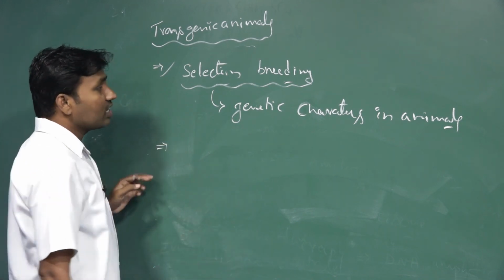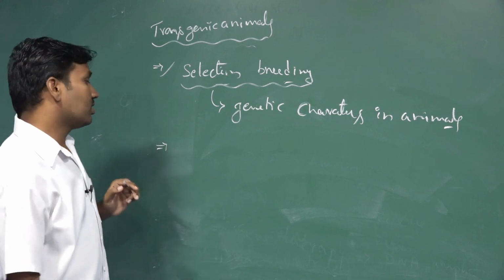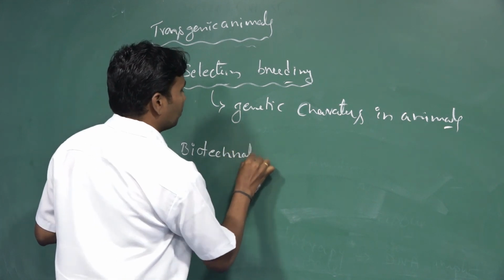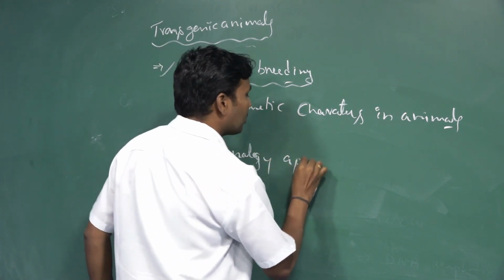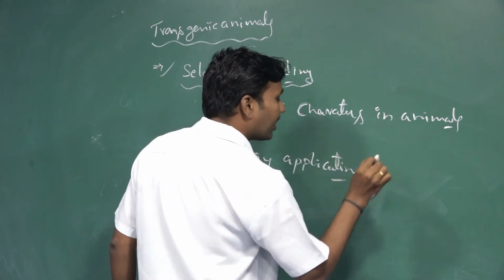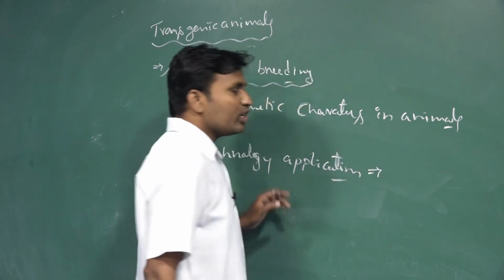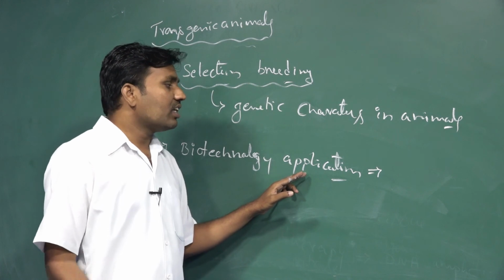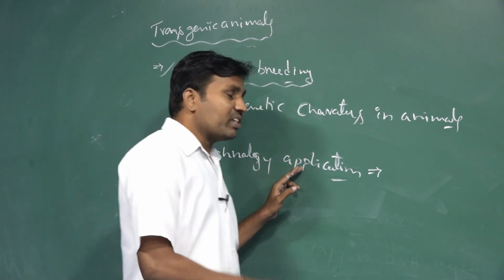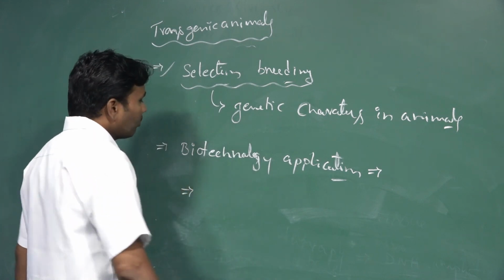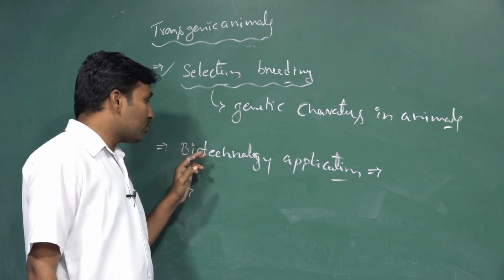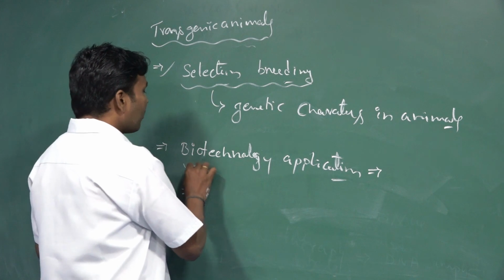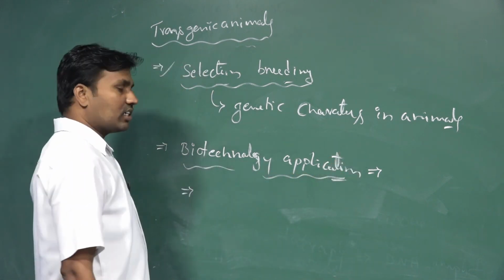That was before the development of biotechnology and its applications. After the development of biotechnology applications, it is very easy to improve the genetic characters of a desirable organism, especially rearing animals, the domesticated animals. How are we going to improve the genetic characteristics of domesticated animals by using biotechnology applications? Whatever animal we want to improve, we can improve their genetic characters.